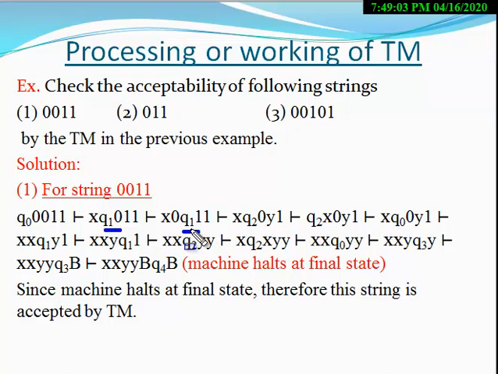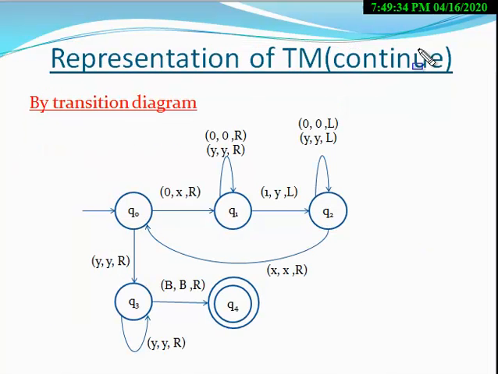Now which transition rule do you have to apply? Here at the state Q1 you have to check the tape symbol 1. At state Q1, tape symbol 1. Now you have to check in the transition diagram. Look at the transition diagram: at state Q1 with input symbol 1, when this transition rule is applied, the state of the machine changes from Q1 to Q2, and 1 is replaced by Y. And the third action, the head of the machine moves to the left direction.